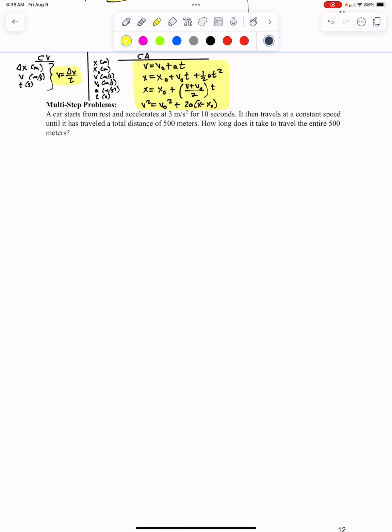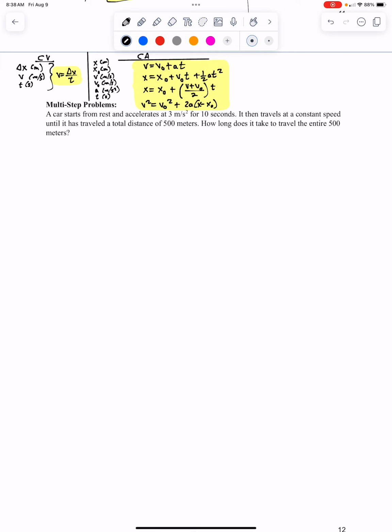So what we do in a multi-step problem is we segment it into parts. Let's read this example above. A car starts from rest and accelerates at 3 meters per second squared for 10 seconds. It then travels at constant speed until it has traveled a total distance of 500 meters. How long does it take to travel the entire 500 meters?